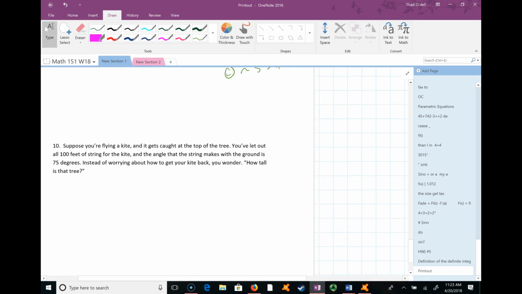Suppose you're flying a kite and it gets caught at the top of a tree. What does a kite look like? Okay. You've let out all 100 feet of the string for the kite, and the angle that the string makes with the ground is 75 degrees. So we got this thing going out like that. Here's the ground, so that is 75 degrees, is what it's saying. Instead of worrying about how to get your kite back, you wonder how tall that tree is. Of course, that'd be the obvious thing to do.